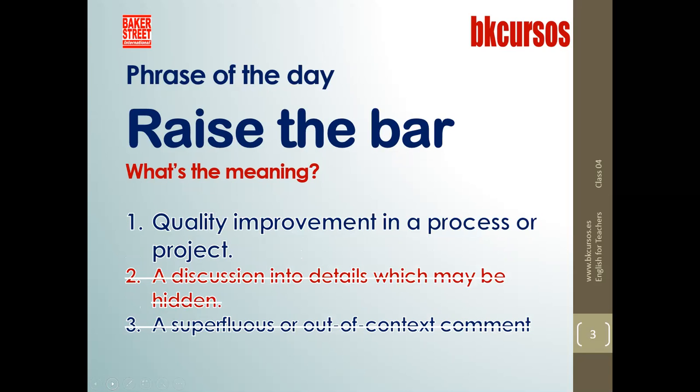So the high jump has got two posts, which are vertical, and a bar, which is horizontal. And obviously, as the competition goes on, you have to raise the bar to make things more demanding and to improve the quality of performance. So raise the bar. You're going to raise the bar today with your teaching, with your English for teaching, as you always do.